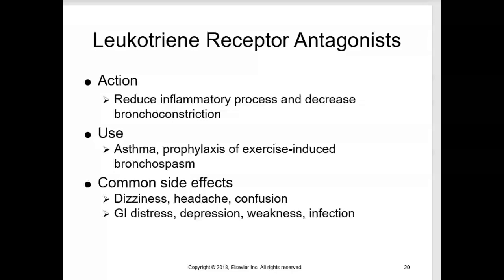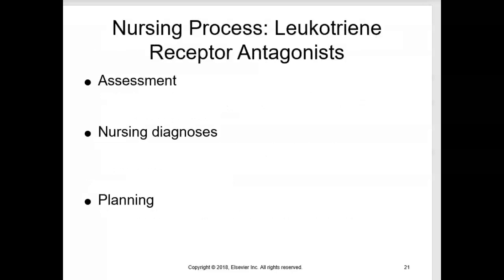Leukotriene receptor antagonists and synthesis inhibitors should not be used during acute asthmatic attacks. They are only for prophylactic and maintenance drug therapy for chronic asthma. Go ahead and pause the video to review the purple nursing process box on leukotriene receptor antagonists on your own, and then resume the video to see if we pulled out the same important information.